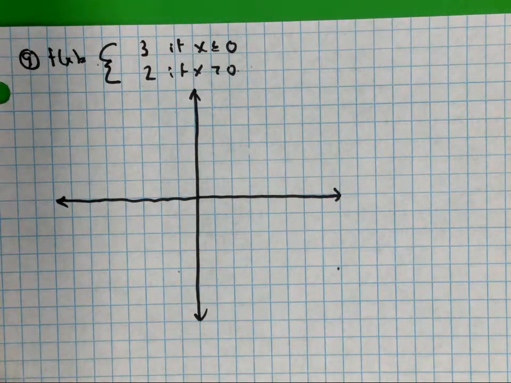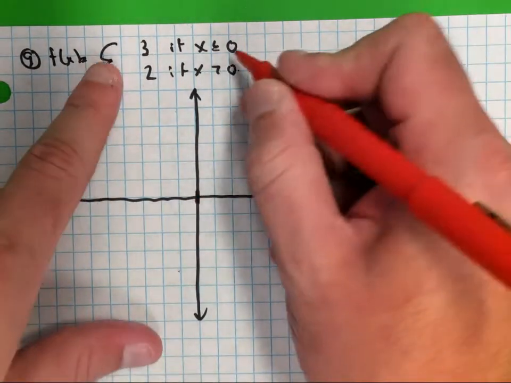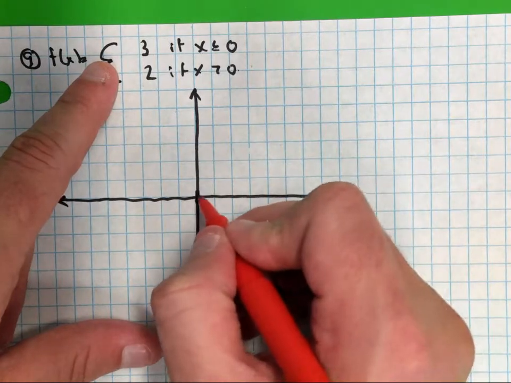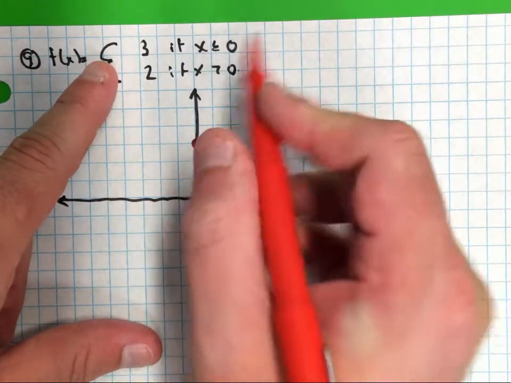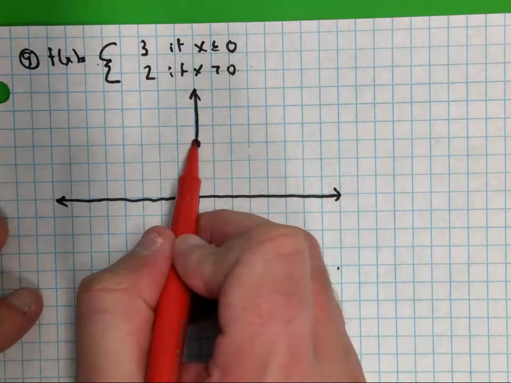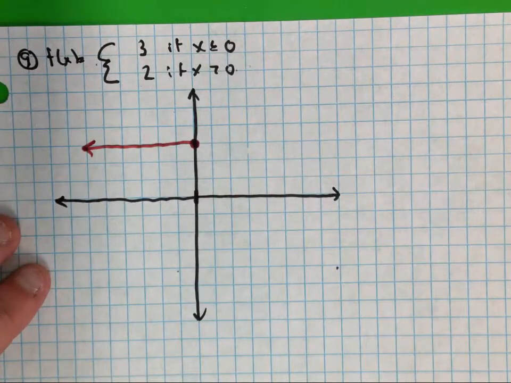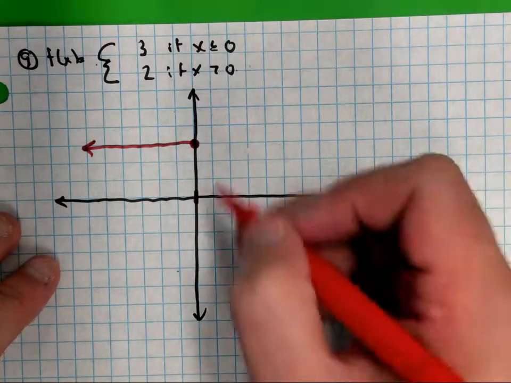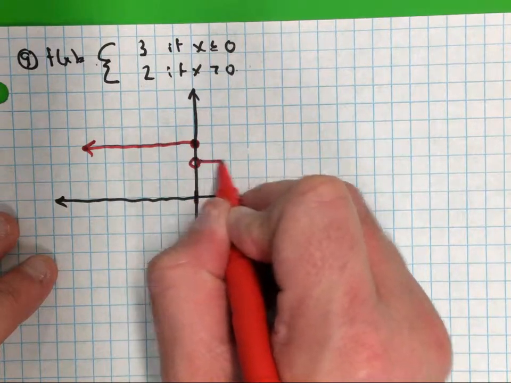Alright. So our restriction point is 0. I take 0, I can't plug it in, so I go to 0, 3. It's a closed dot. It wants, for all values less than, it's a straight line, because that's a horizontal line. I go to 2, open, this way.